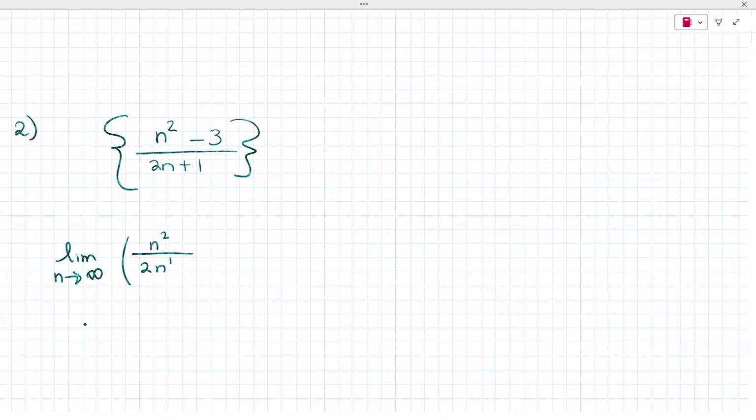So what do we know when it is top heavy like this in a rational function? You no longer have a horizontal asymptote, you have an oblique one, and you have to do long division. And what do you usually get as an oblique asymptote? You get a linear function, right? You get y equals mx plus b.